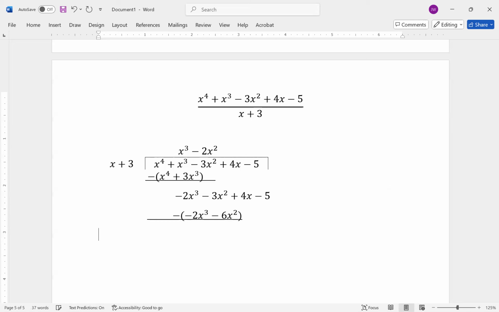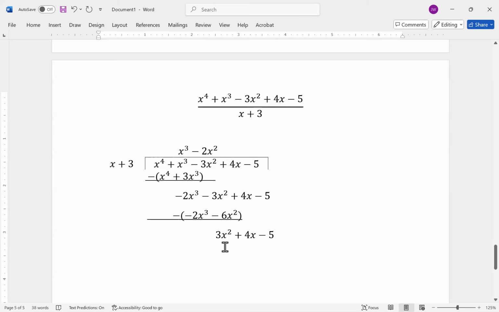Once I do my subtraction, I will get a positive 3x squared. That's negative 3x squared plus 6x squared. So that's a positive 3x squared plus 4x minus 5. Then I do the same thing.